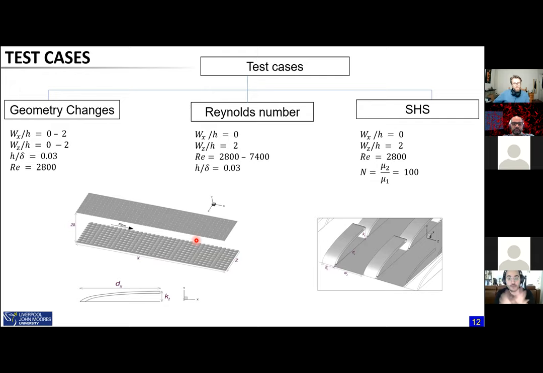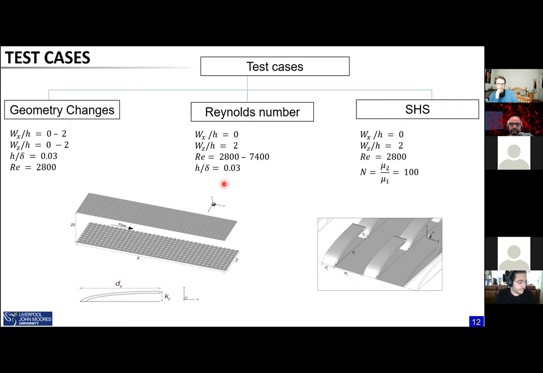In terms of geometry changes, we varied the width to height ratio in the streamwise and spanwise direction between 0 and 2 for a height of 3% at one Reynolds number equal to 2800. For the Reynolds number cases, we had one configuration where the width to height ratio in the streamwise direction was 0 and the spanwise direction was 2, and the Reynolds number varied between 2800 and 7400. And for the superhydrophobic surface, we used the same configuration, 0 and 2, at 2800, and the viscosity ratio was 100, where mu 2 was above and mu 1 was below the maximum geometry.